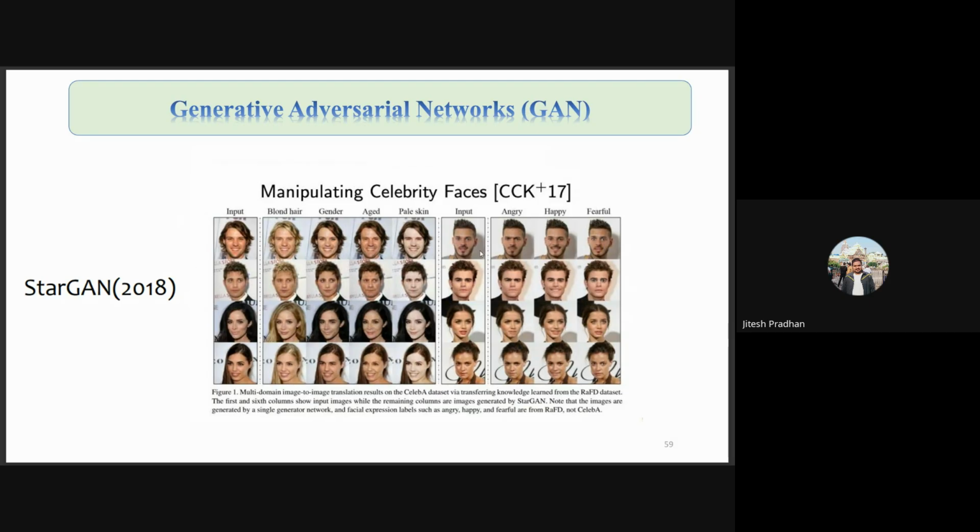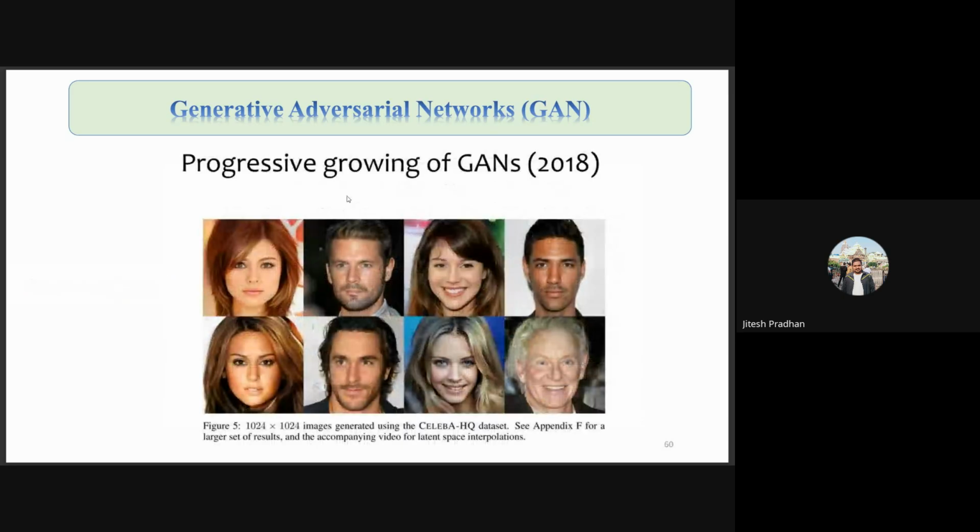So this is the generative adversarial network. Okay, the capability of Gen AI. Now this is the progressive growing of GAN in 2018. Look at here. This was the output. Okay, we will see how it will be generated.